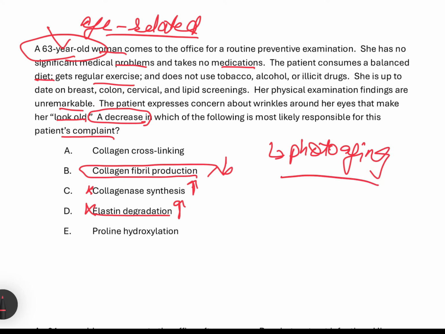Photoaging means due to sun exposure, which leads to decreased collagen fibrin production along with upregulation of matrix metalloproteinases, including the collagenase enzyme, that will increase and subsequently degrade type 1 and type 3 collagen and elastin. So due to which the wrinkle is going to happen. So the right answer: collagen fibrin production will decrease, collagenase synthesis will increase, and elastin degradation will increase along with collagen 1 and 3.